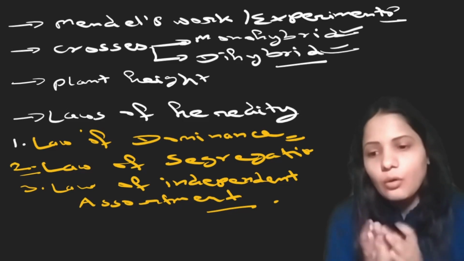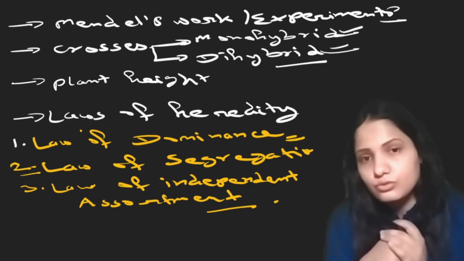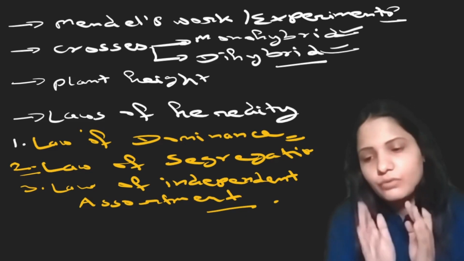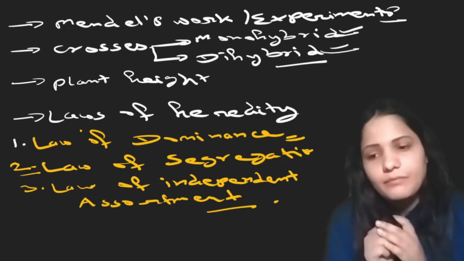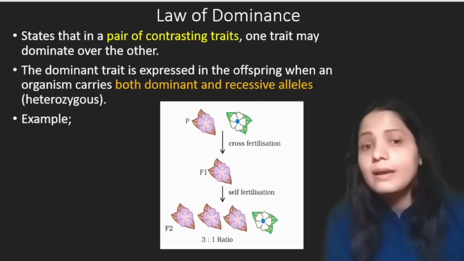So what he got: law of dominance, law of segregation, and law of independent assortment, and these are important for your examination. So now we are going to understand what is law of dominance, law of segregation, and law of independent assortment. These laws are given by Mendel. Okay, this is Mendel's work.